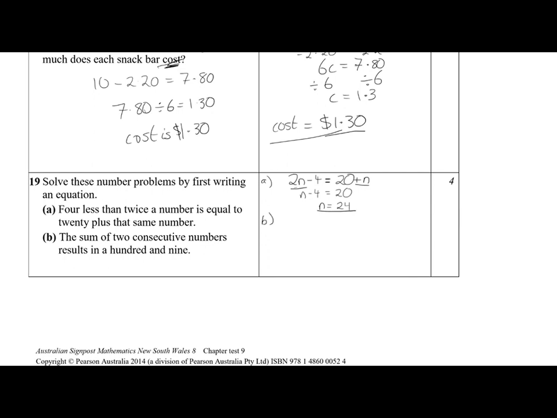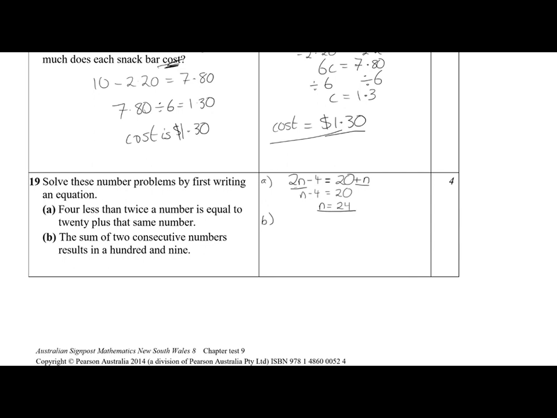B is a bit harder, remembering how we write consecutive numbers in algebra. So the two consecutive numbers, the sum of them means they're added together, and it results in 109. So what we need to remember is, well, what are consecutive numbers? A consecutive number is the one that's one bigger than the number before it. So 5 and 6 are two consecutive numbers because 6 is one bigger than 5. 99 and 100 are two consecutive numbers because 100 is one bigger than 99, and so on. So 400 and 399 are consecutive numbers.